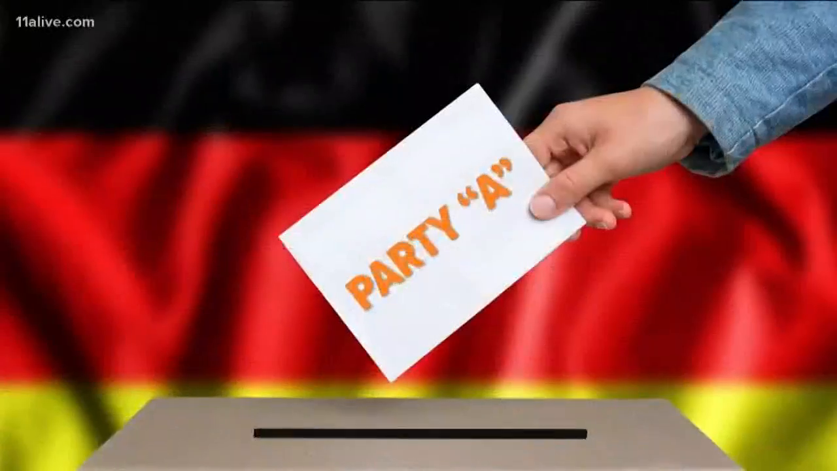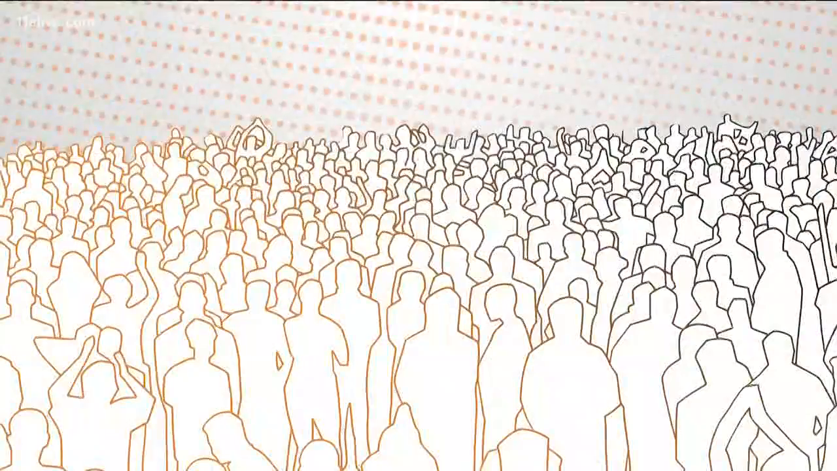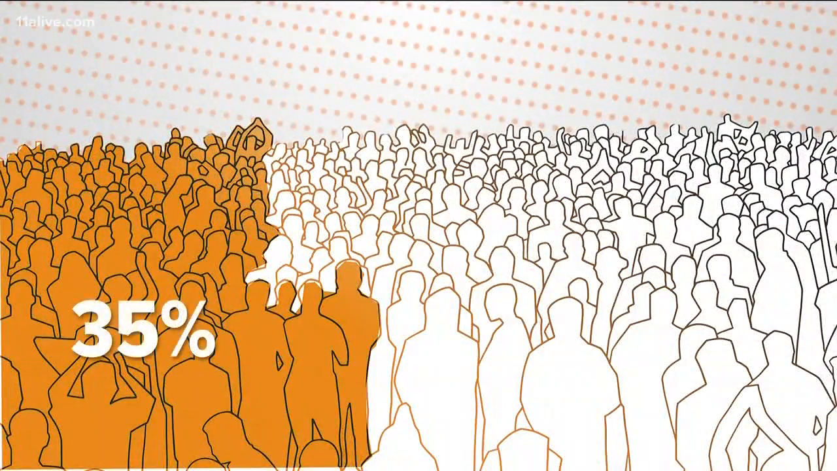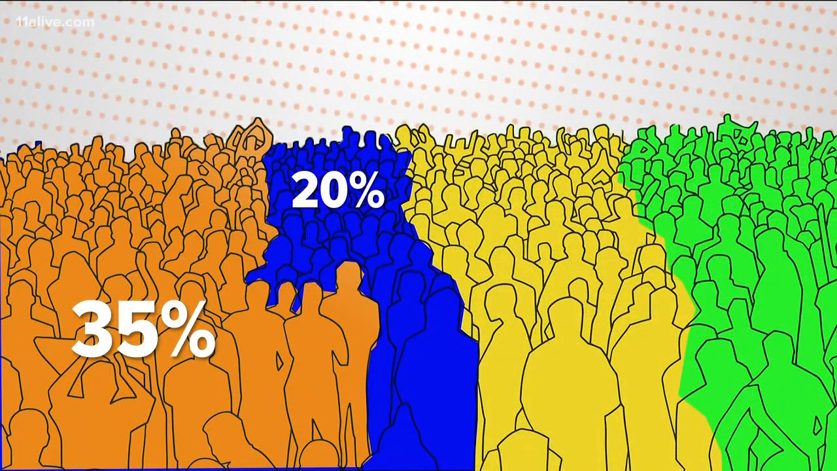In Germany, voters cast their ballot not for a candidate, but for a party. If Party A gets 35% of the vote, then 35% of Germany's legislature is made up of that party's candidates. If Party B gets 20%, their candidates make up 20% of the legislature, and so forth for parties C and D.